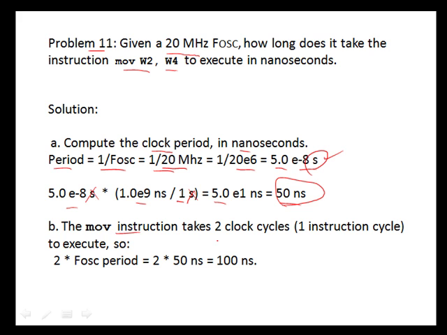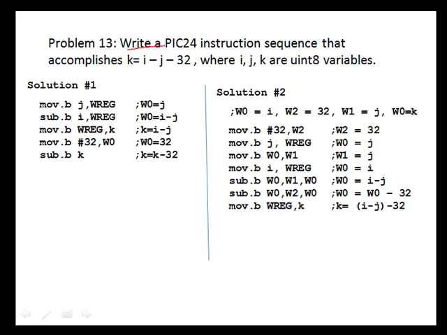The move instruction takes 2 clock cycles, or 1 instruction cycle. So multiplying this out, 2 times the clock period is 2 times 50 nanoseconds, and we get the final answer of 100 nanoseconds. Problem 13 says to write a PIC24 instruction sequence that accomplishes k is equal to i minus j minus 32, where i, j, and k are all 8-bit variables.